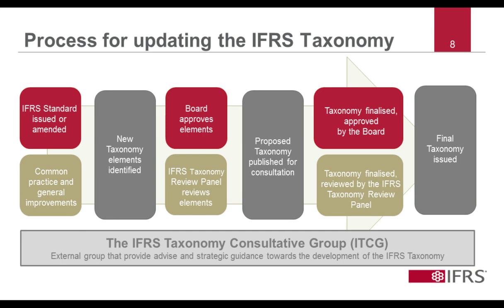There are two types of updates for the IFRS taxonomy. Firstly, there are changes made to the taxonomy based on any new or amended IFRS standards. There's technical oversight of these changes by the board, and it's similar to the process for IFRS standards. Now, the second type of update comprises general improvements to the IFRS taxonomy. They primarily result from external feedback and from the review of common reporting practice. The taxonomy review panel, which consists of 3 to 5 board members, has oversight of these changes.